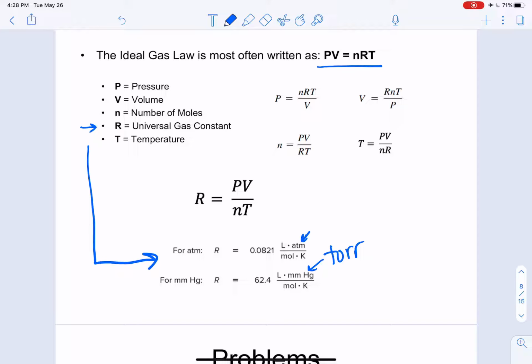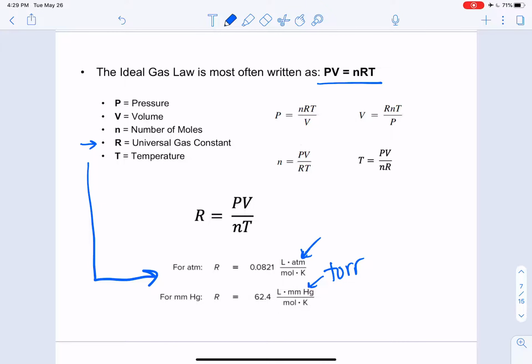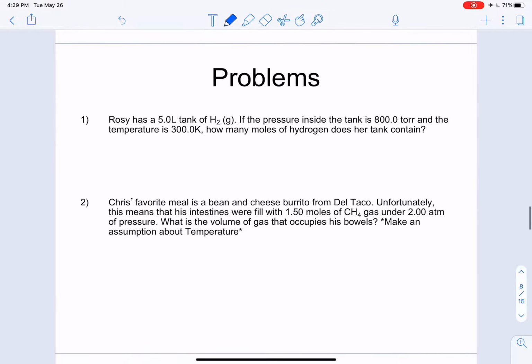So we take a look at R down here, and you can see that it's got a pretty big and ugly looking unit made up of 4 units. It's got liters, it's got a pressure unit in there, atm, millimeters of mercury or torr, and then in the denominator, it's got moles and Kelvin. But don't worry, we'll figure out how to work with that, and a lot of those will cancel out and it'll be okay. So this brings us right to problems.